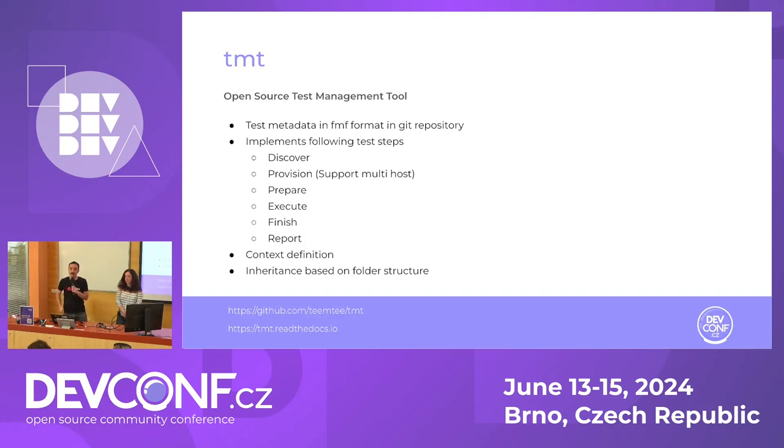Now, imagine that you want to run, for example, the same test with code coverage. You can enable some preparation step and some finish step to enable code coverage and to collect artifacts at the end. It's just an example. Another useful feature worth mentioning is that DMT is structured to support inheritance based on the folder structure. So it's a really convenient way to avoid code duplication.